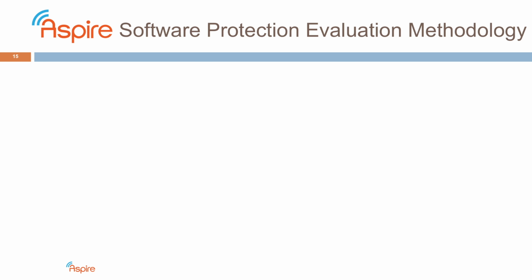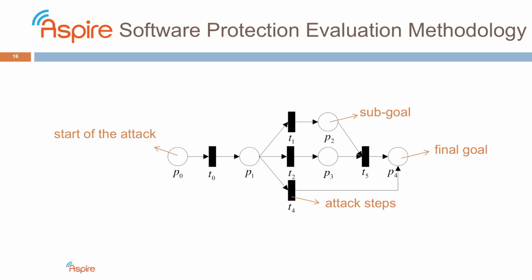Now, to model all possible attacks on certain assets, we decided to build on the existing approach of Petri nets. In such a net, you model the final goal of an attacker, and you model the initial state in which an attacker has not accomplished anything. And in order to reach his final goal, he has to reach some sub-goals, and he can do so by executing attack steps. Those steps are marked in black here. Those are the transitions of the Petri net.